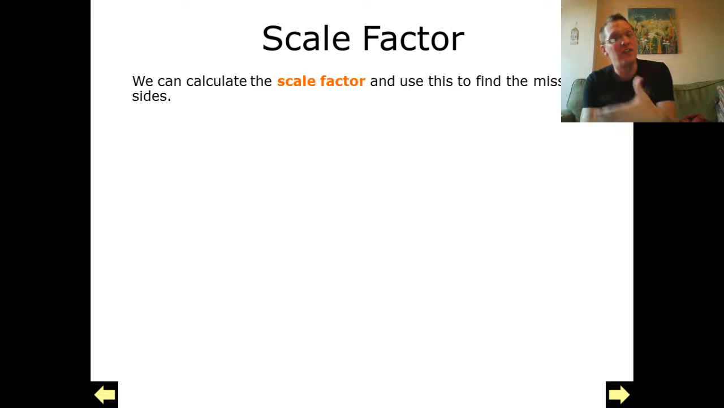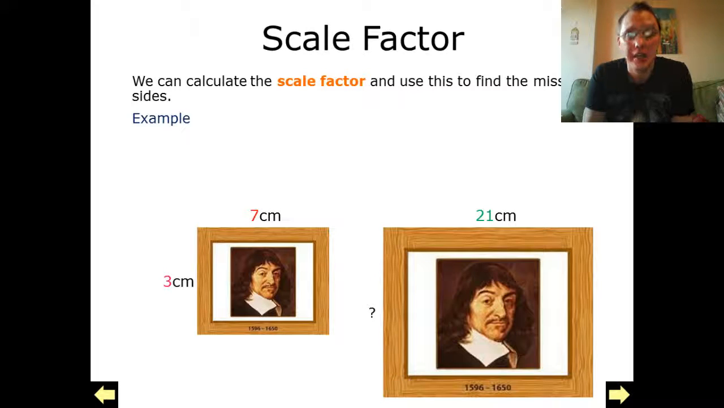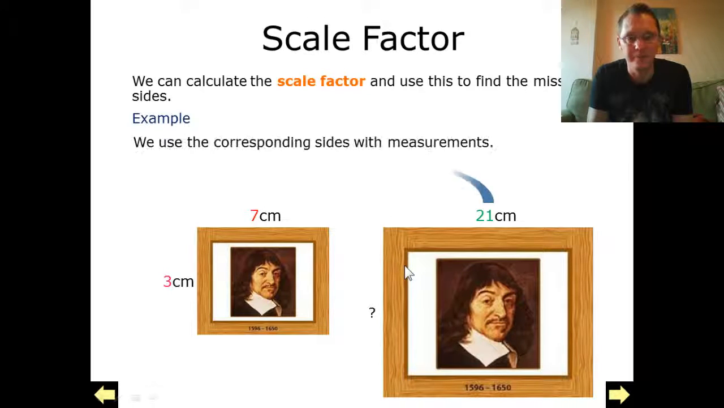We can also use scale factors to find missing sides. So here I've got two pictures with corresponding sides, as you can see on the top, of 21 centimeters on the larger, 7 centimeters on the smaller, 3 centimeters on this side, and I haven't been given a length on this side, which is what I'm trying to find.